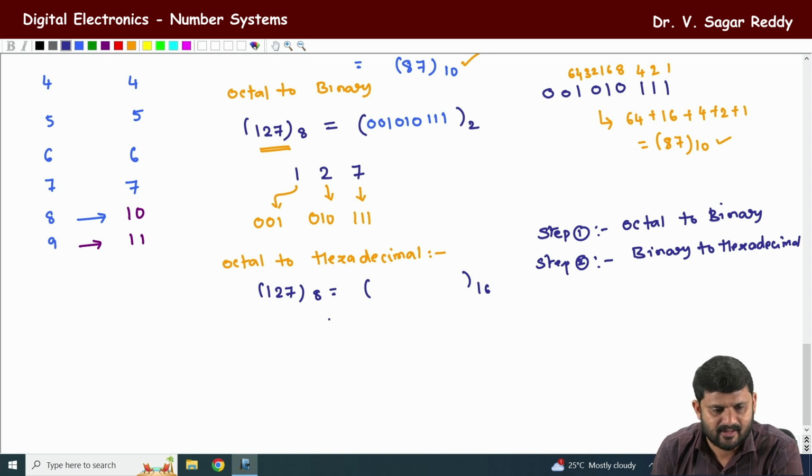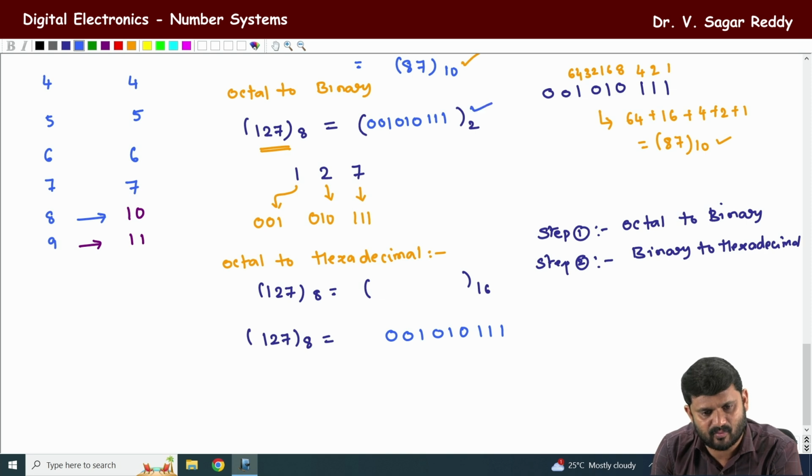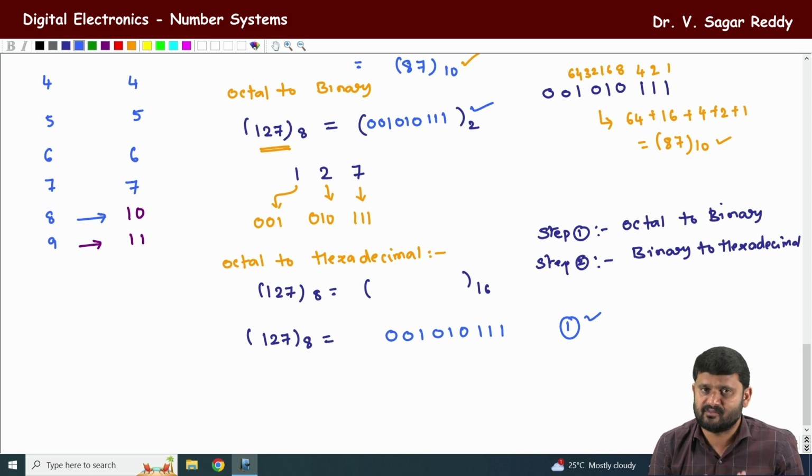For 127, just now we found the binary equivalent. In step 1 we write 127, and the binary equivalent we already got is 0, 0, 1, 0, 1, 0, 1, 1, 1. This is the binary equivalent for 127. So this is step 1. In step 2, we'll convert this binary to hexadecimal.